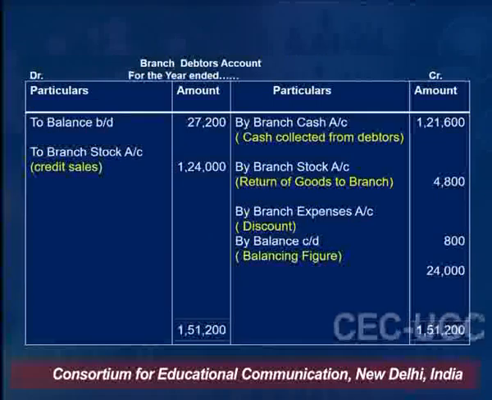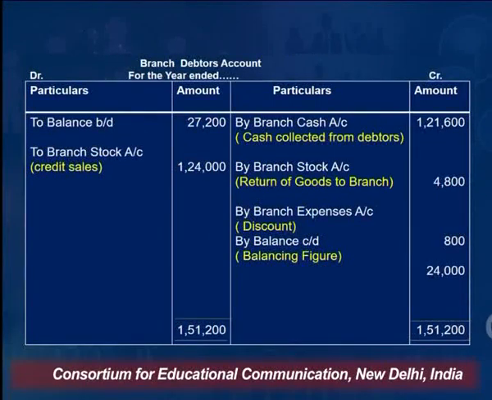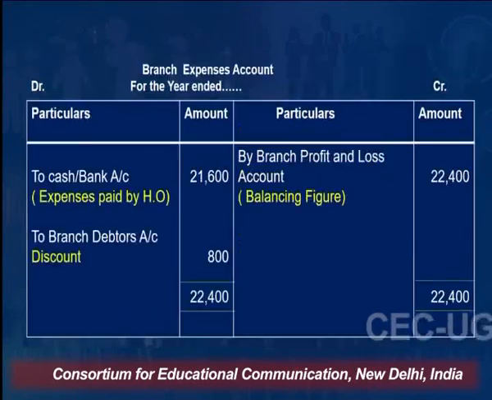The next account which is prepared here is the branch debtors account, and the branch debtors account is prepared in a similar manner as the other accounts. It begins with the opening balance. Credit sales are given in this question. If any cash is collected from the debtors, any goods returned by them, any discount is given, that has to be shown on the credit side. At the end, we have calculated the balancing figure, that is closing debtors, by preparing the branch debtors account. The next account we have prepared is the branch expenses account.